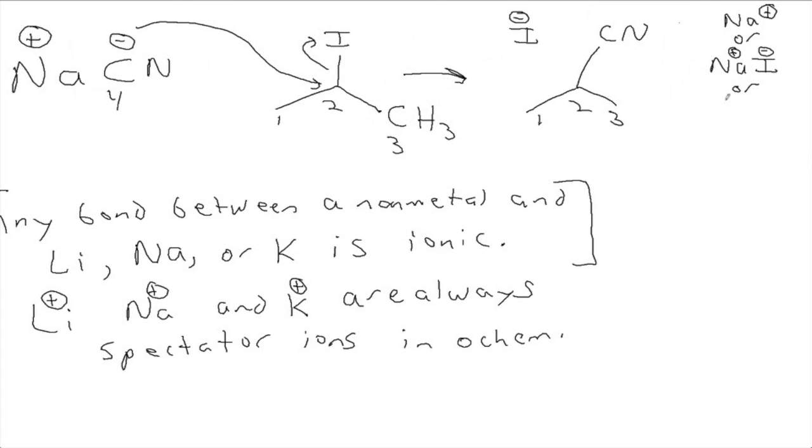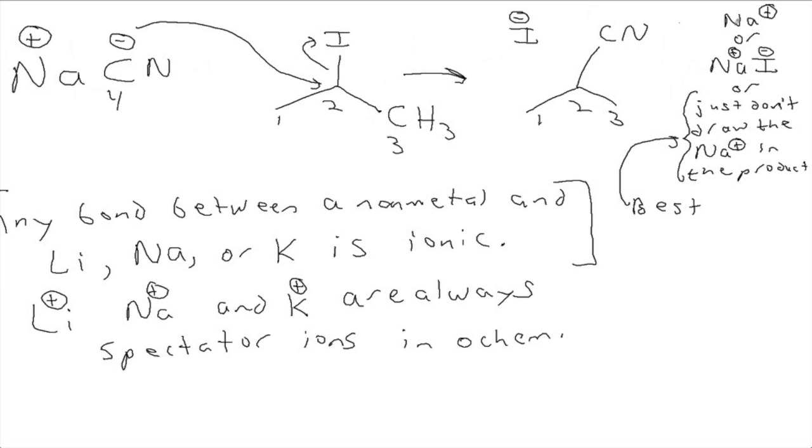Or, and here's what I think is best, just don't draw the spectator ion. These are all correct, but this is what's best. Because these are just spectator ions and they're not participating in the reaction, why clutter up our picture with things that we don't need? So the best thing to do is just leave the spectator ions out of your product. They're not interesting to us in any way. They're never going to participate in the reaction.